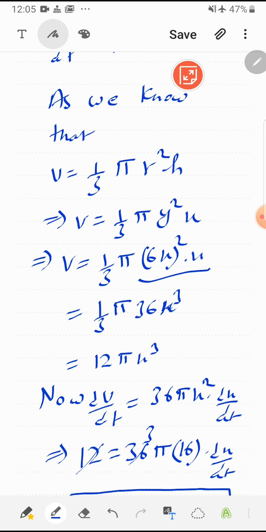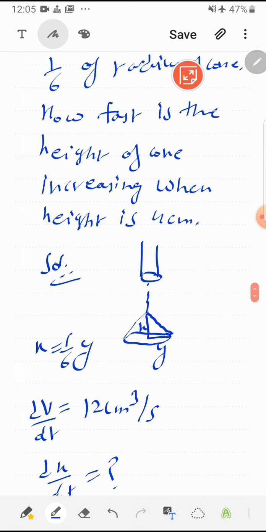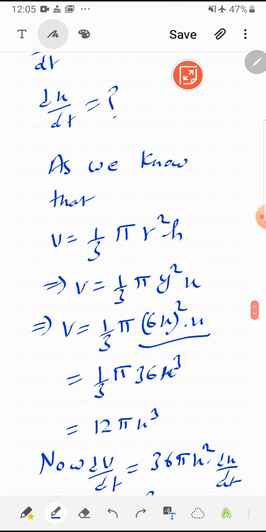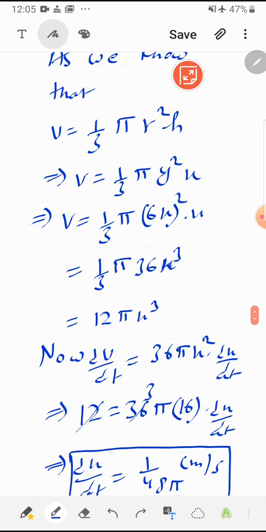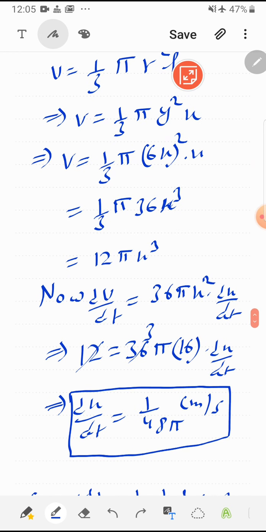Now differentiating with respect to t, it is 36 pi x square into dx by dt. Putting x as 4 because it is given the height is 4. So putting all these values and cancelling the common factor, dx by dt is 1 by 48 pi centimeter per second.